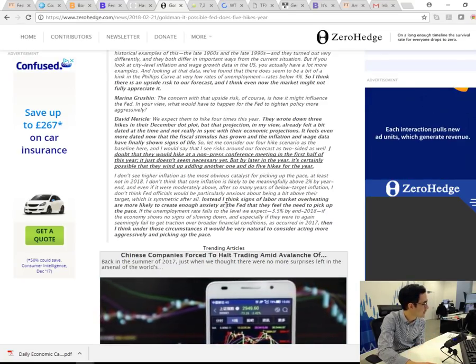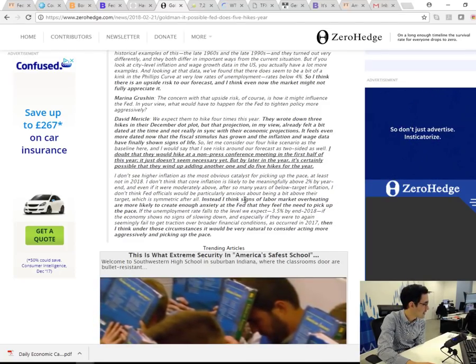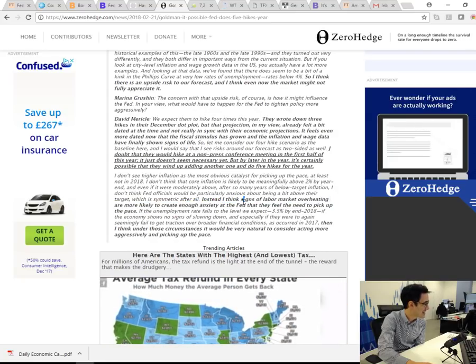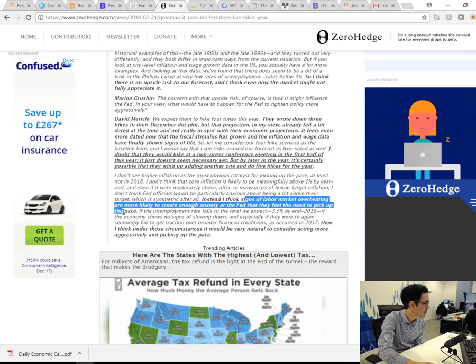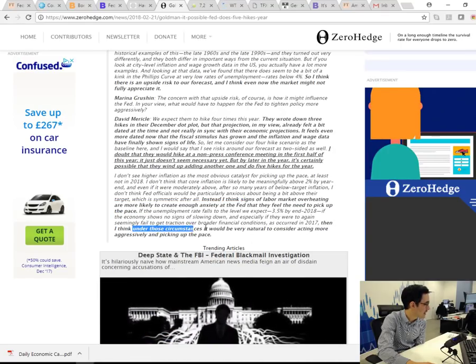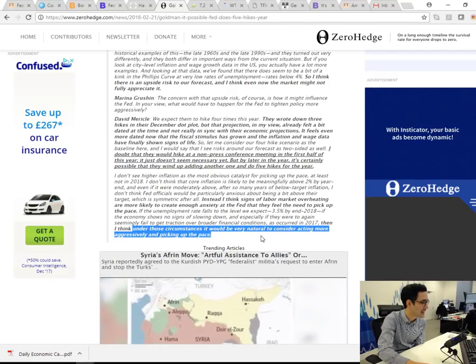Not only that though, Goldman's supplement their view with the fact that they think that there are signs the labour market is overheating and more likely to create anxiety at the Fed, that they feel the need to pick up the pace. So basically saying that under these circumstances it would be very natural to consider acting more aggressively and picking up the pace.